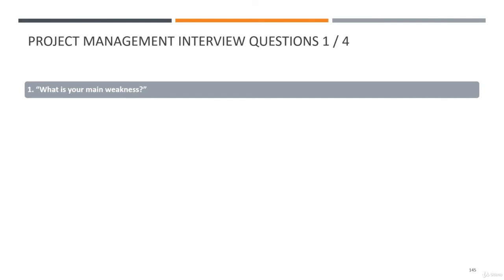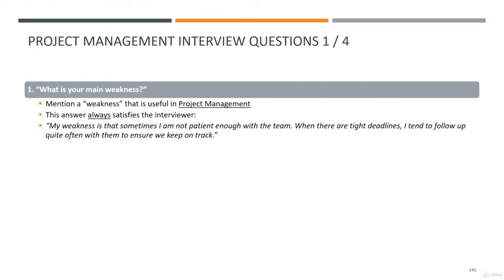I'm a control freak, because some interviewers would like that from a PM. So let's go through the bullet points. Mention a weakness that is useful in project management. This answer will always satisfy the interviewer for me. This is what I was saying.